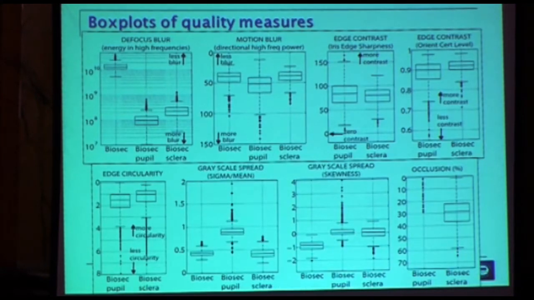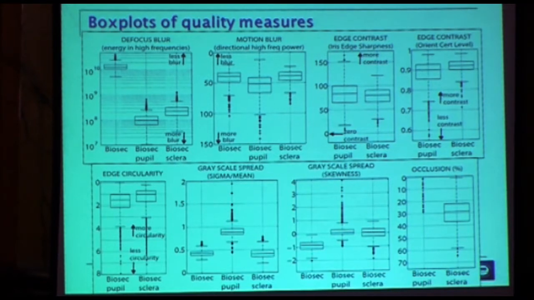These are the box plots of the 8 quality measures that we have computed in this work. In some of them, as you can see here, we have both the quality measure in the pupil and the scleral boundaries, and also in the whole image.